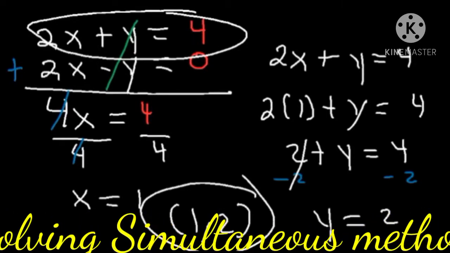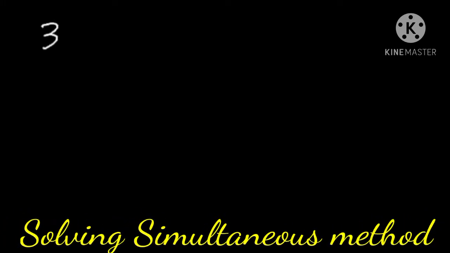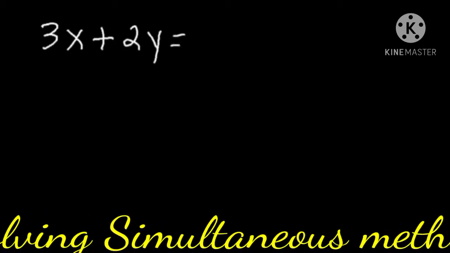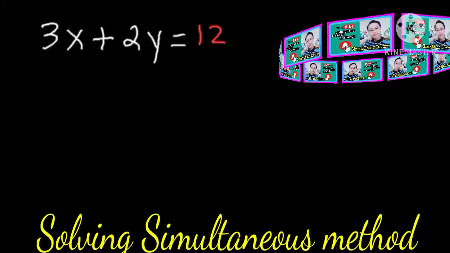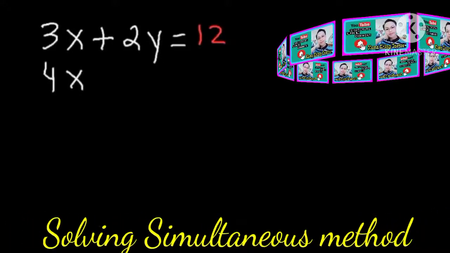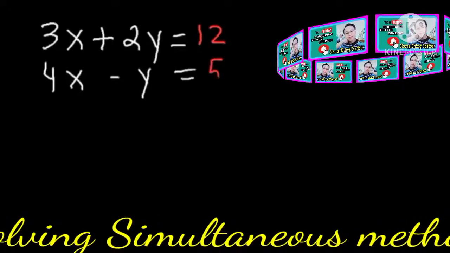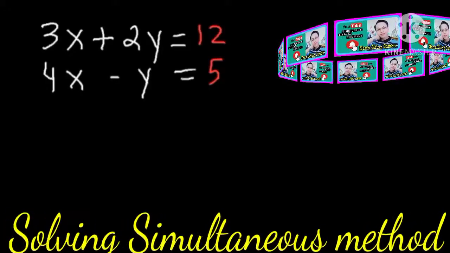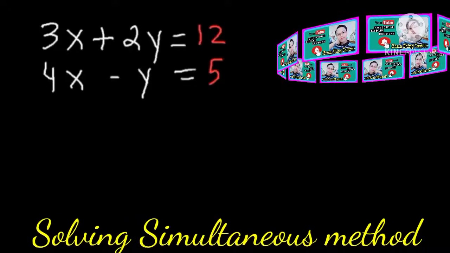Let's try another example using the elimination method. Let's try this example: 3x plus 2y is equal to 12, and 4x minus y is equal to 5. So feel free to pause the video, work it out, and when you're ready, you can unpause it to see the solution.